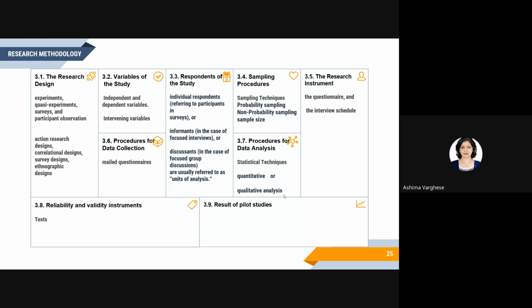Now, let's move on to 3.5, the research instruments. That is a very important part of research methodology: which type of research instruments you will use to collect your data. Most social science researchers make use of two types of research instruments to gather data. These are questionnaires and interview schedules.